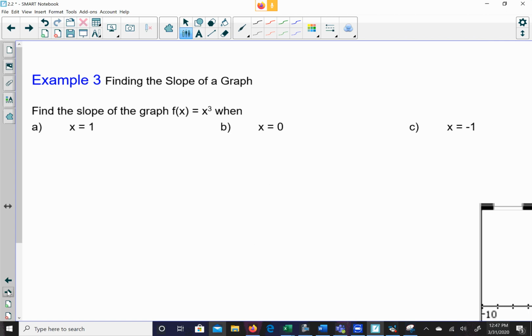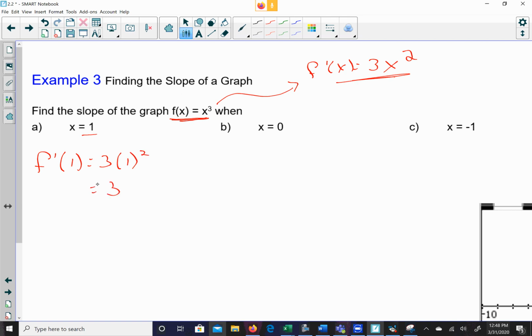Now looking at the next one, this one wants me to find the slope of a graph at a given point. It gives me the equation f of x is equal to x to the third. The first thing I'm going to do to find the slope of the graph is find the derivative of this function. In this case, my n is equal to 3, and I reduce the power by 1, so this will be 3x squared. That's my derivative. To find the slope at x equal to 1, I substitute 1 into the derivative formula, and I'm going to have 3 times 1 squared. When I do that, I get a slope of 3.